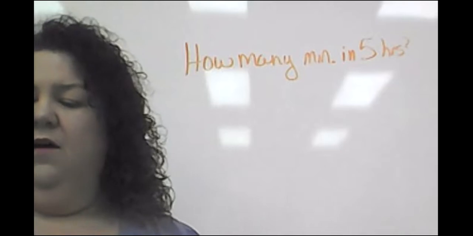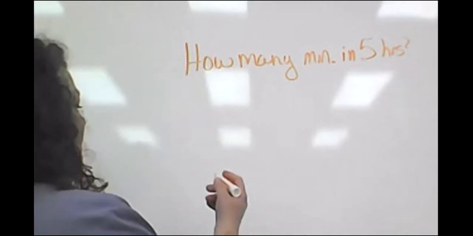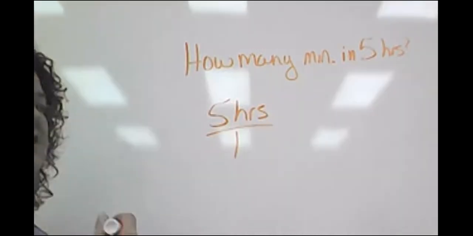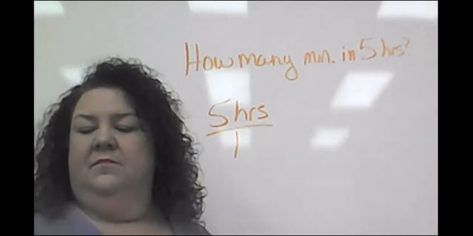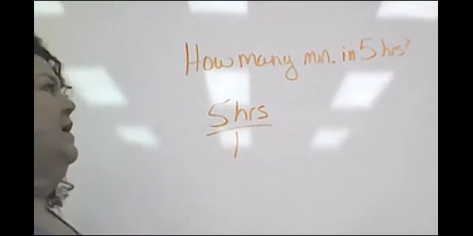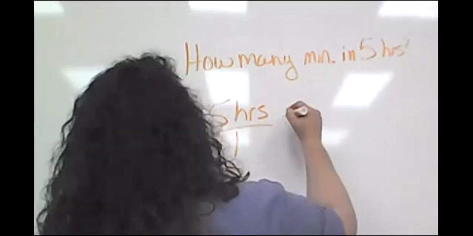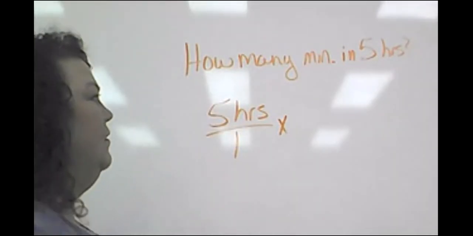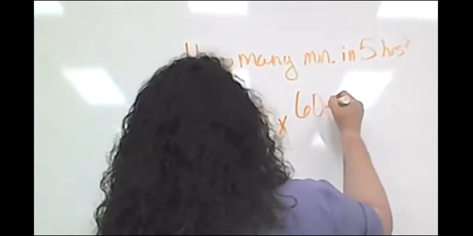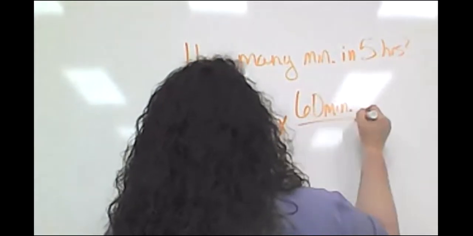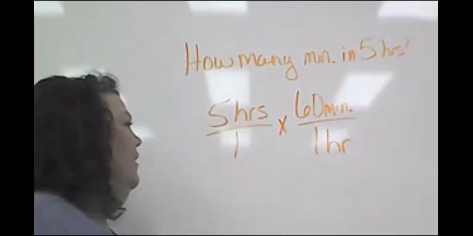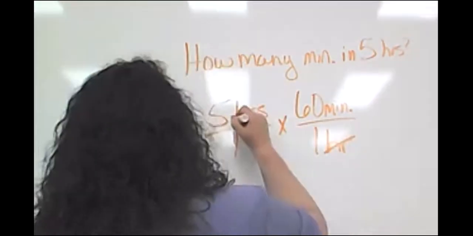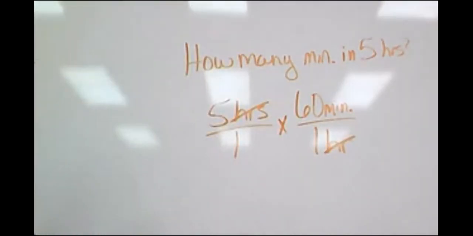So again, we're going to start out with what we have, and that is 5 hours. We're going to set that over 1 because that's what we're starting with. And it's asking for minutes. We know that we have how many minutes per 1 hour? There are 60 minutes per 1 hour. Now, the very next thing I do is cancel out my like units. So I lose my hour and I lose my hour.